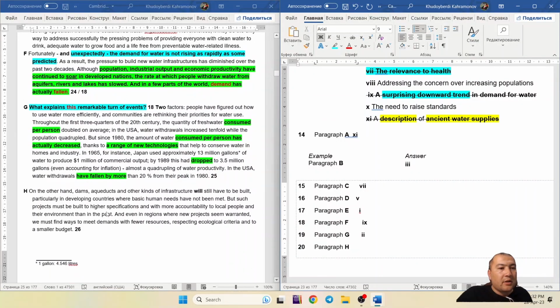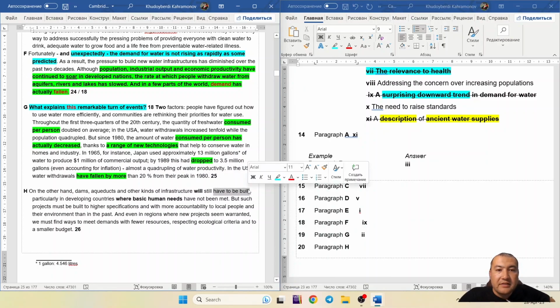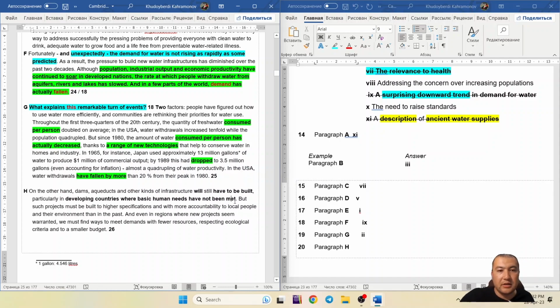And the last one. On the other hand, dams, aqueducts, and other kinds of infrastructure will still have to be built, particularly in developing countries where basic human needs have not been met. So they will still have to be built in the future. And it's about developing countries, not developed but developing countries, which means they should improve the condition there. But some projects must be built to higher specifications with something, blah, blah, blah.